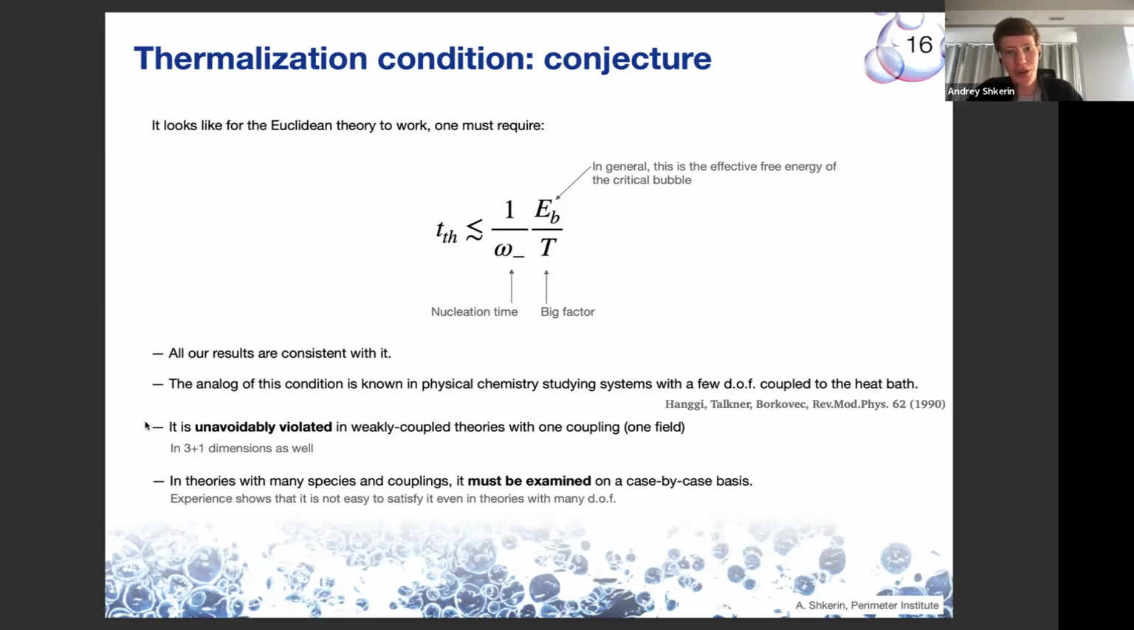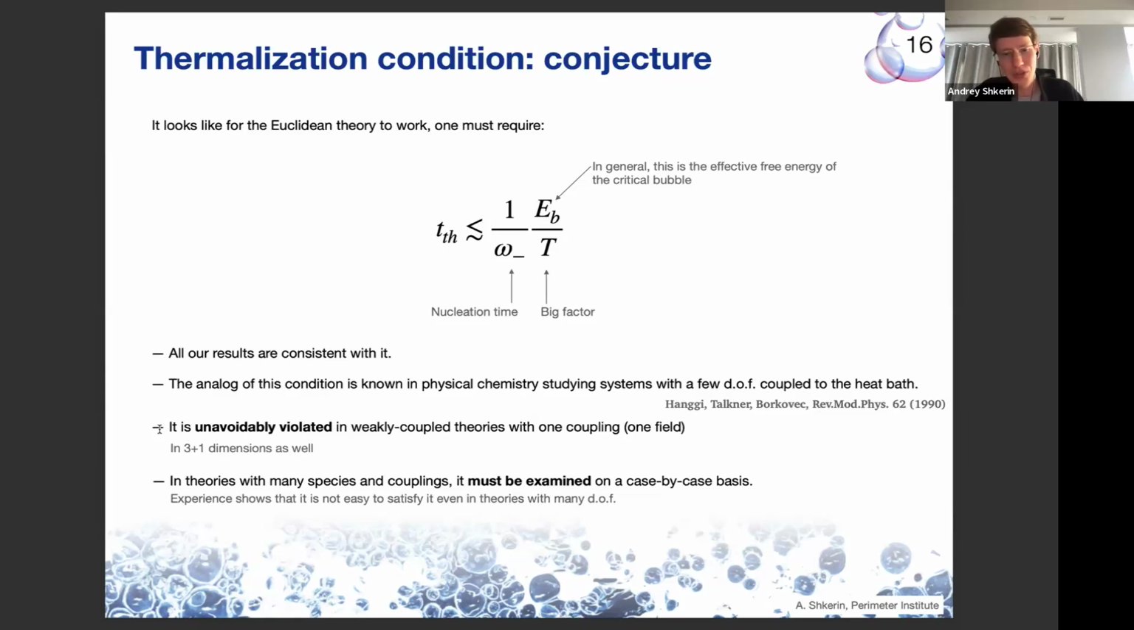So next important comment is that now we must understand whether or not this condition can actually be satisfied in a given theory. And one can immediately notice that, no, in fact, it is unavoidably violated, at least in weakly coupled theories with just one coupling or one field. And this is what we see in this example. But this is not even about the number of dimensions. So we see that in 1 + 1 dimension, the condition is always violated. But also in 3 + 1 dimension, it is violated as well.